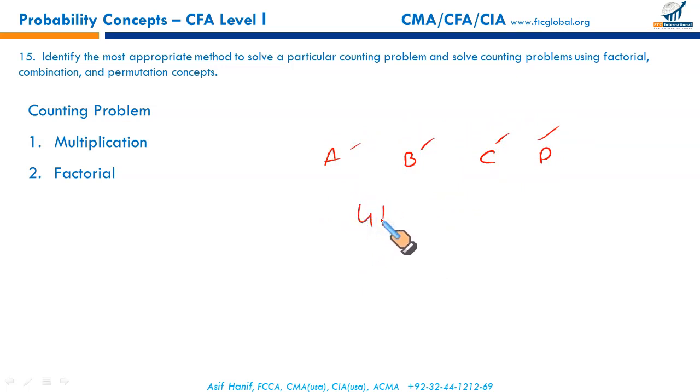Factorial is used when there are no groups. We are just arranging a given set of n items. There are 4 items. So simply arranging them will give you the result. 4 factorial will give you 24. So this is where you use factorial.